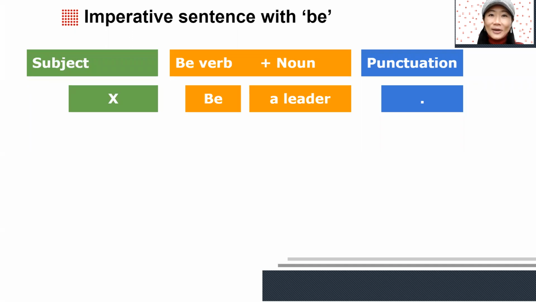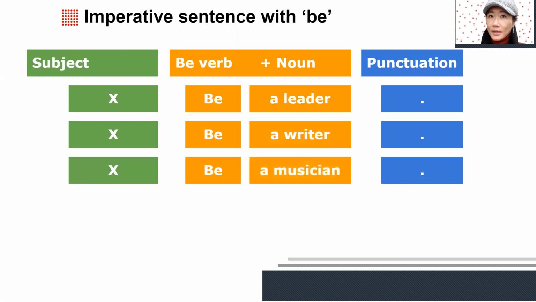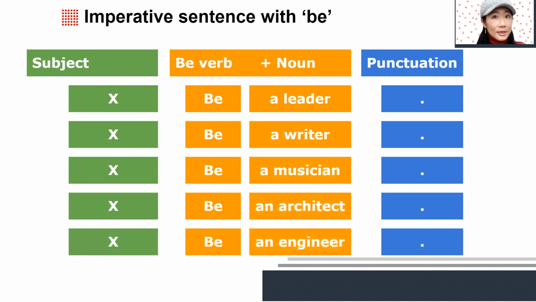Imperative sentences are used to give orders, recommendations, or instructions. It depends on how you say it. Be a writer. Be a musician. Be an architect. Be an engineer.